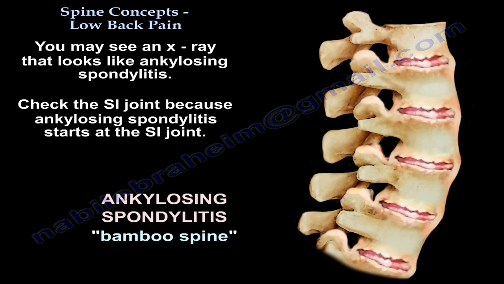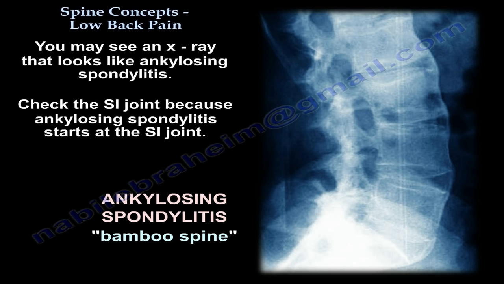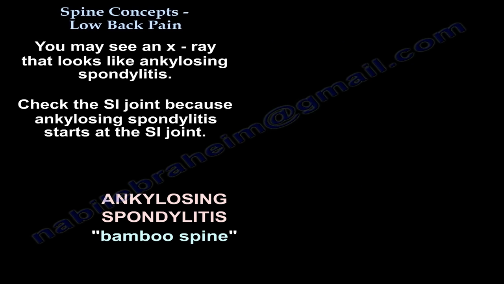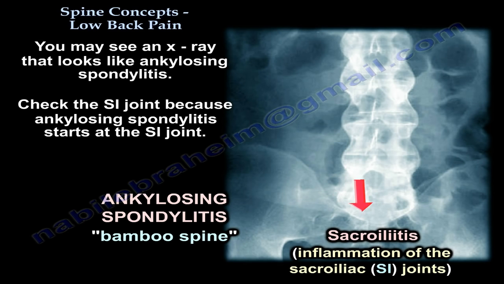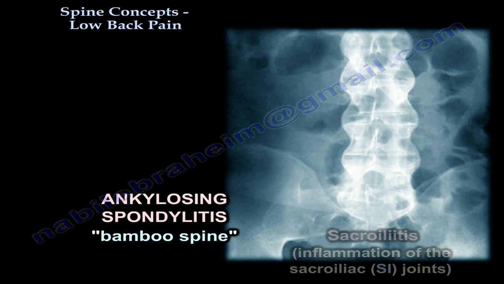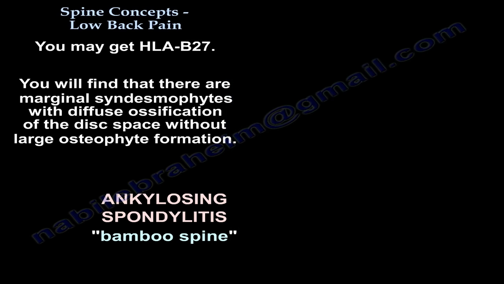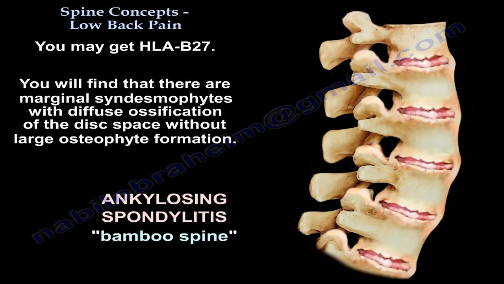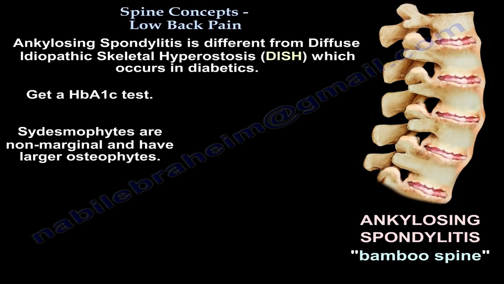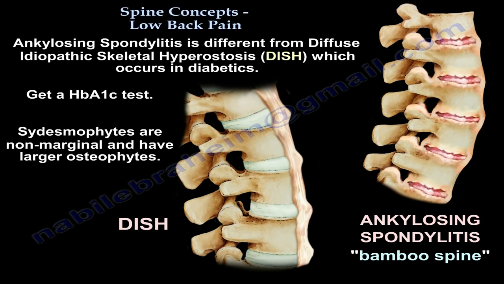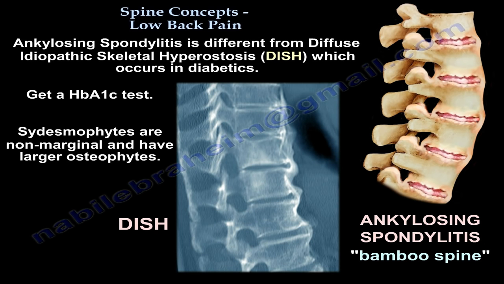Then you may see an X-ray of a patient that looks like ankylosing spondylitis. At that point, look at the SI joint. It starts at the SI joint. You may get HLA-B27. You will find that there are marginal syndesmophytes with diffuse ossification of the disc space without large osteophyte formation, which is different than DISH, which occurs in diabetics. You get hemoglobin A1C. The syndesmophytes are non-marginal and they have larger osteophytes.